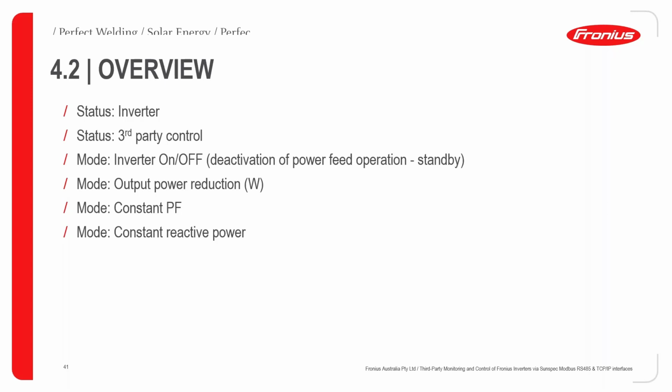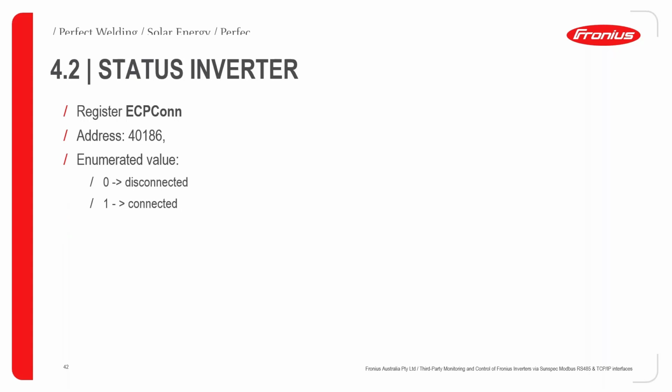So there are 4 in a way. On and off, if you want to activate power feed operation, as we call it, or standby, or the internal inverter disconnect. Then if you want to control the watts or the output power, control the power factor, or control the VARs, or provide constant reactive power, or get constant reactive output from the inverters. Let's start. Okay, so status from the inverter.